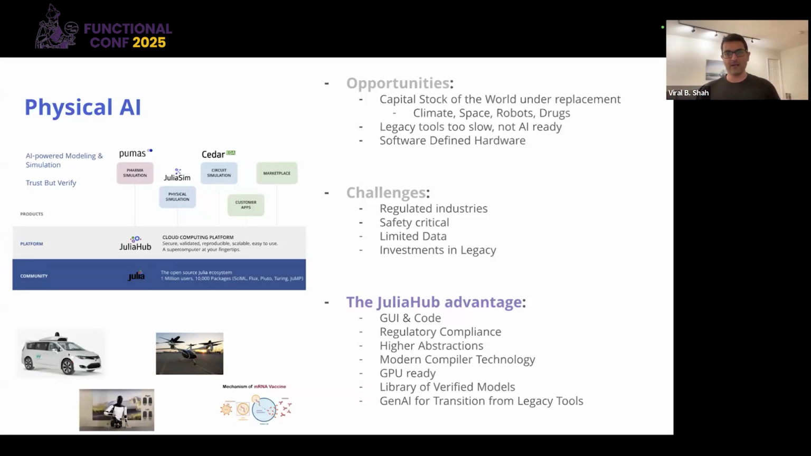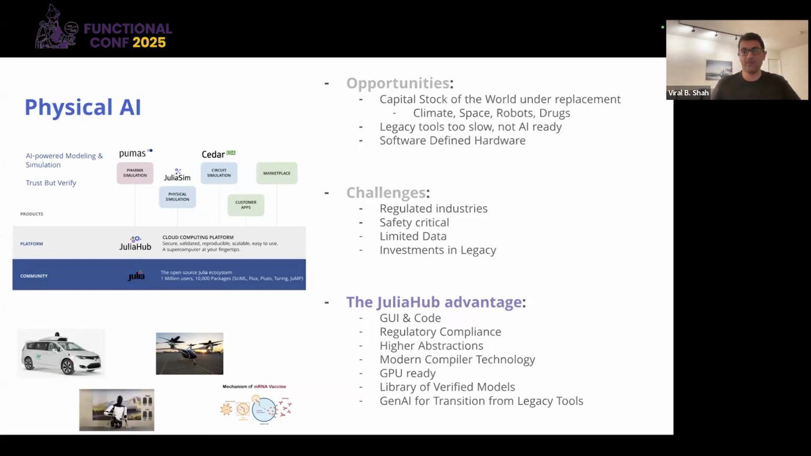Some of the challenges in these worlds are that these are regulated industries. They're safety critical. Human life is often at stake. There's limited data available for training purposes, and there is a huge amount of investment in legacy software that is hard to move off of.